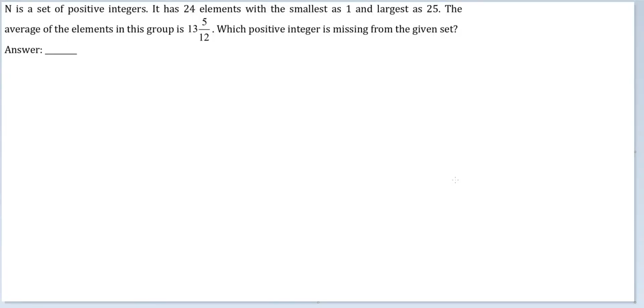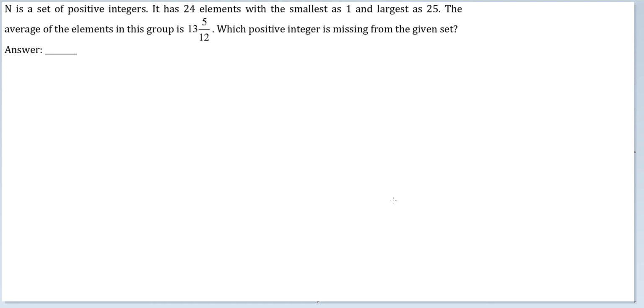Let's look at this question. N is a set of positive integers. It has 24 elements with the smallest being 1 and the largest being 25. The average of the elements in this set is 13 5/12. Which positive integer is missing from the given set?